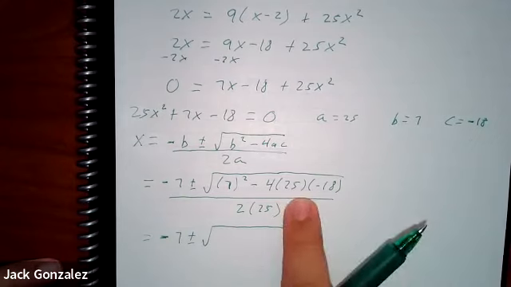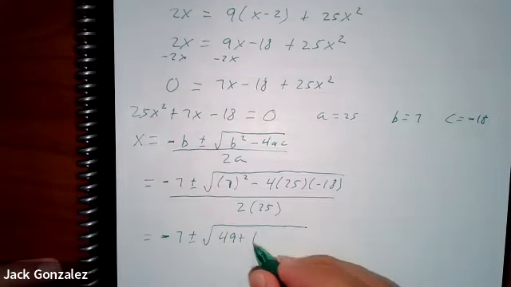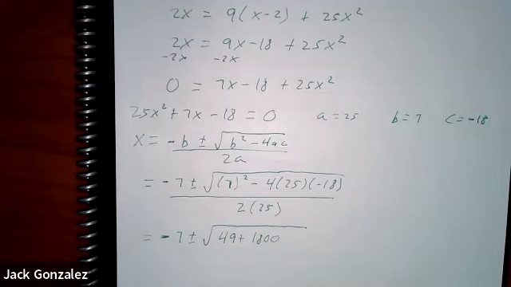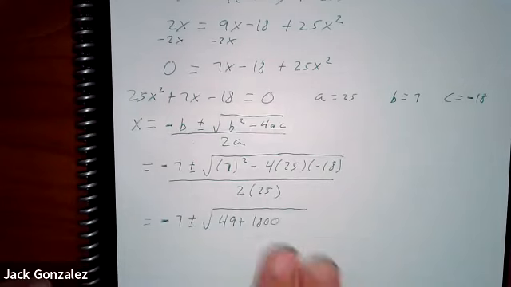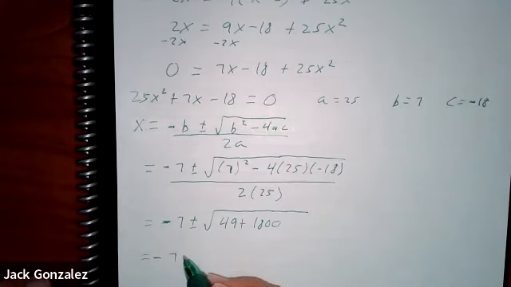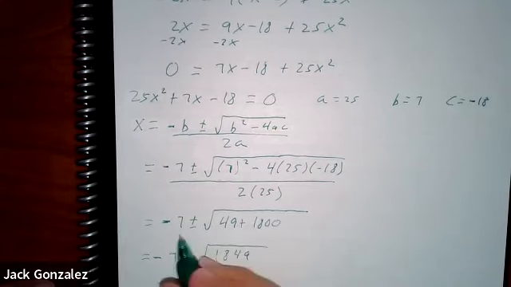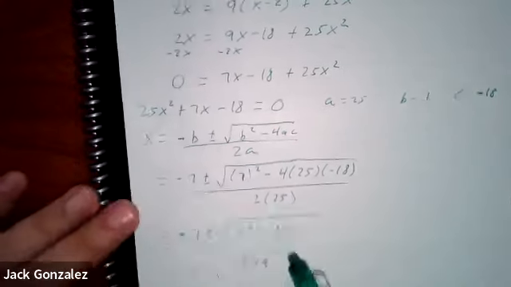All right, what is 4 times 25 times 18? I don't know what that is. 1800. 1800? Okay, this piece is 1800, right? Yeah. Okay, 49 plus 1800. Is that a perfect square? It comes out to 43. Oh, nice. Yeah, I like it when my stuff works out. Oh, I forgot the 50.